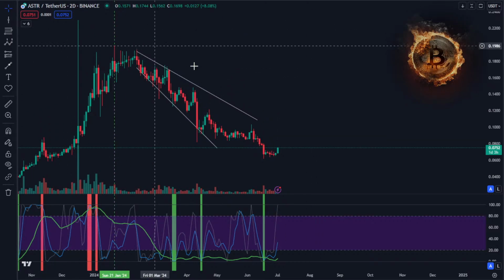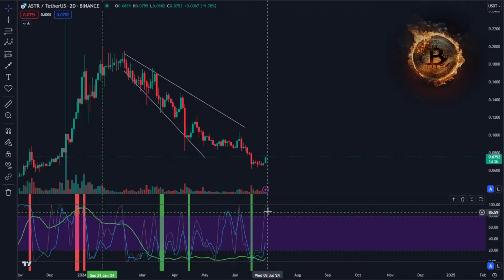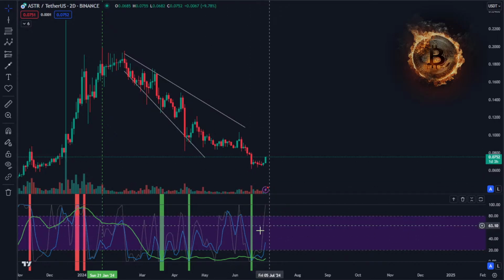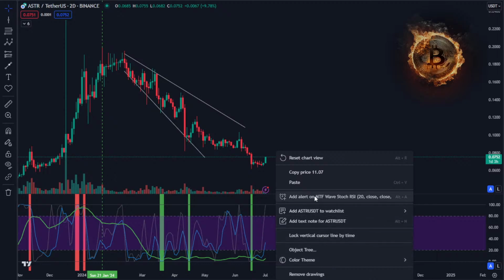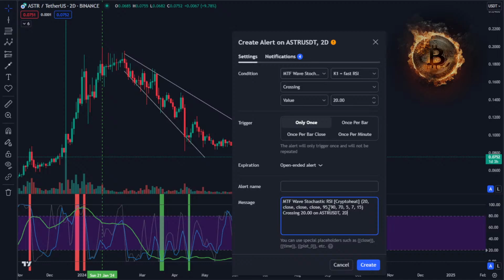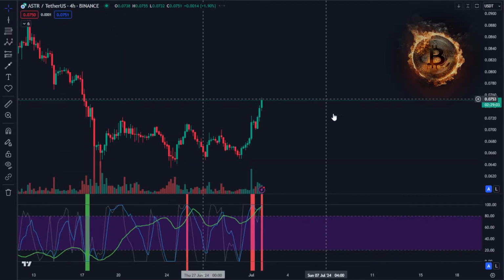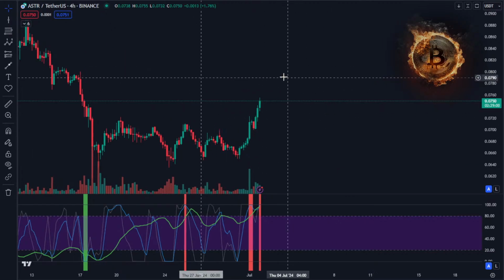So even if we count this as the reversal, we should not enter when the gap is so big. We should wait for the gap to close, so we should just add an alert here. Again 20, and then ASTR. And if you still want to try and get on this, there's not much you can do. You should just wait.